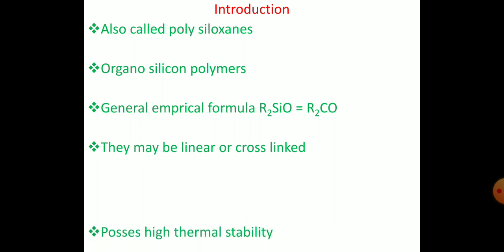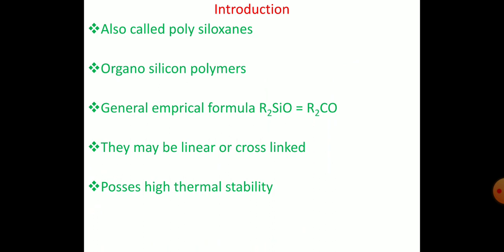Then next point. They possess high thermal stability. High thermal stability in the sense if we heat these silicon polymers to a higher temperature, they won't decompose. There is no decomposition of the polymer molecule, and so they are said to possess higher thermal stability.